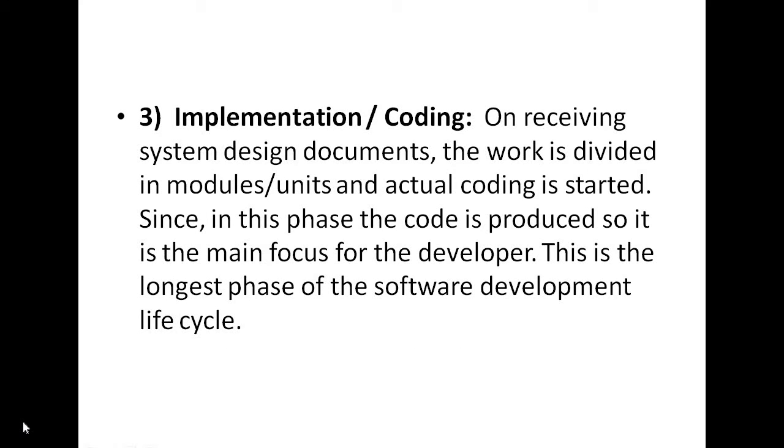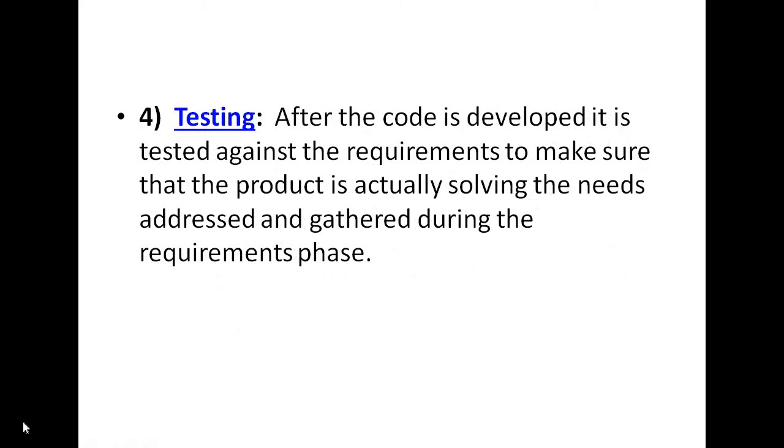The third phase is the implementation phase or coding phase. On receiving the system design documents, the work is divided into modules or units and actual coding is started. Since in this phase the code is produced, it is the main focus for the developer. So the software developer will work in this phase. This is the longest phase of the software development life cycle. Coding phase is the longest phase.